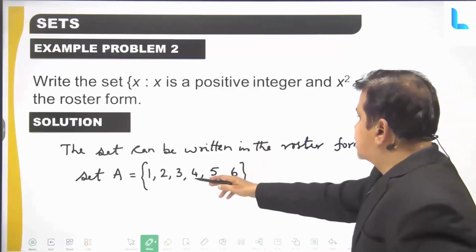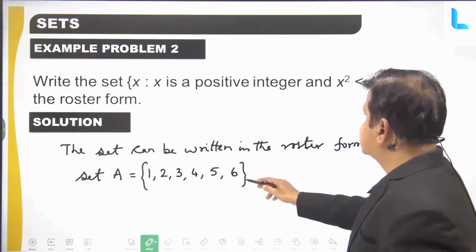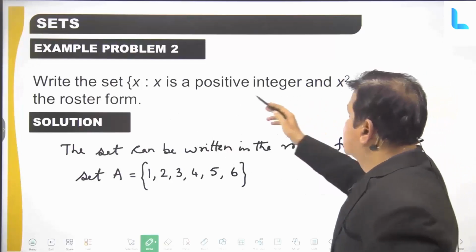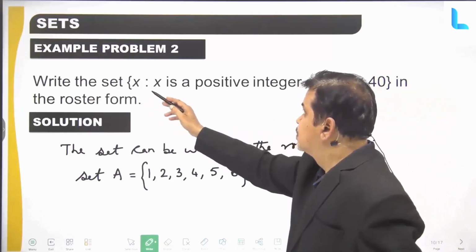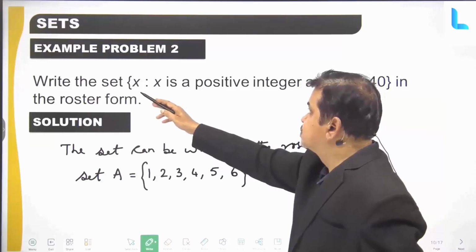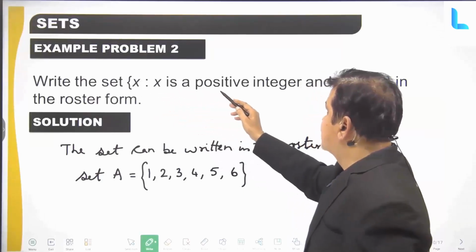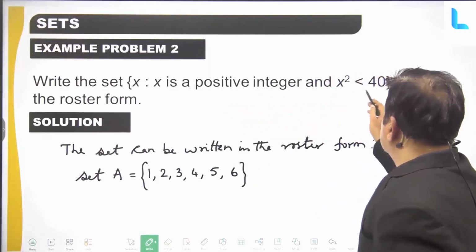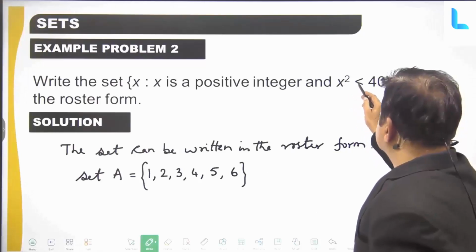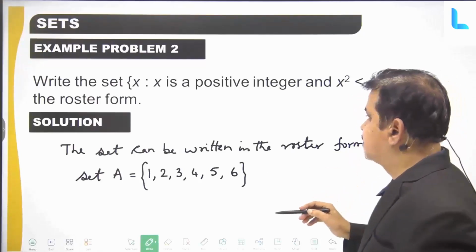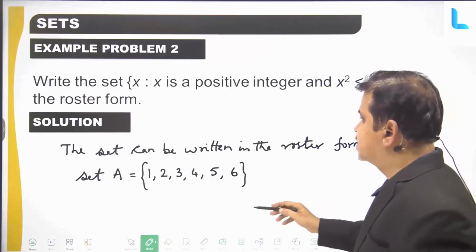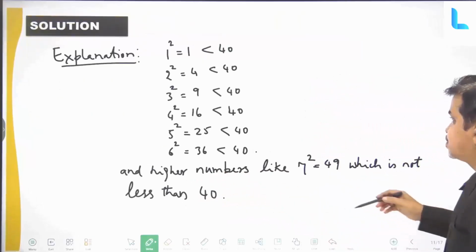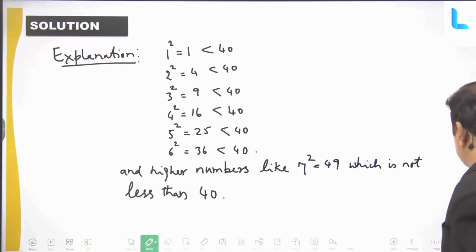Therefore, all these numbers 1, 2, 3, 4, 5, 6 will satisfy this particular set builder. So here you can see that this set should consist of the values of positive integers and follow this particular rule or property where x square should be less than 40, so that the answer for this can be written as A equal to {1, 2, 3, 4, 5, 6}, and the explanation can be shown like this.